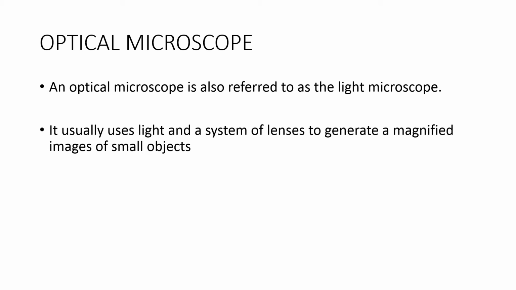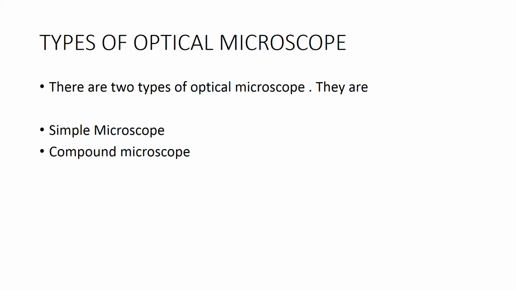The lenses will also magnify it or increase the size of the object. So as the light is helping us to see the object, the system of lenses is also magnifying it for us to see the object clearly. Therefore the optical microscope is a type of microscope that uses light and a system of lenses to generate magnified images of small objects. Now, what are the types of optical microscopes that we have? We have the simple light microscope and the compound light microscope.